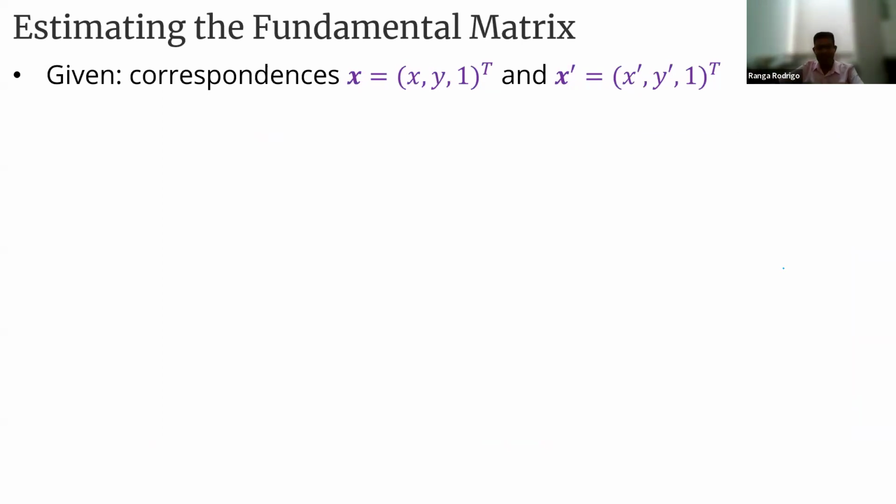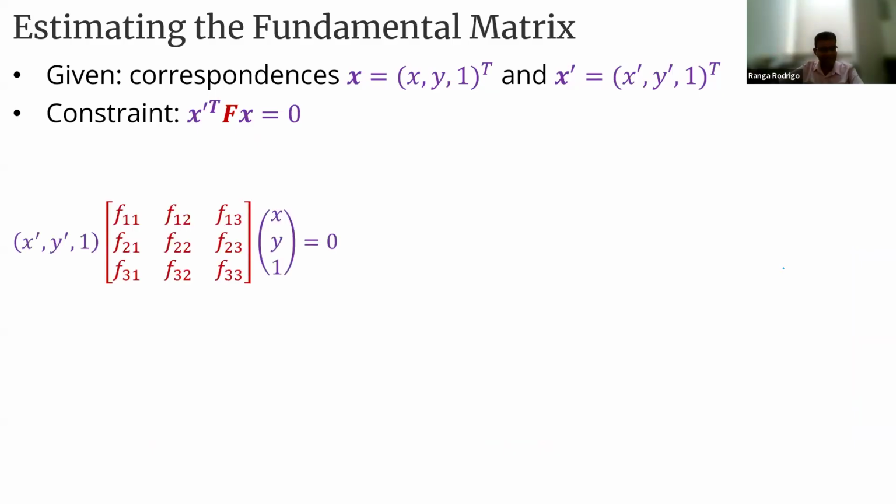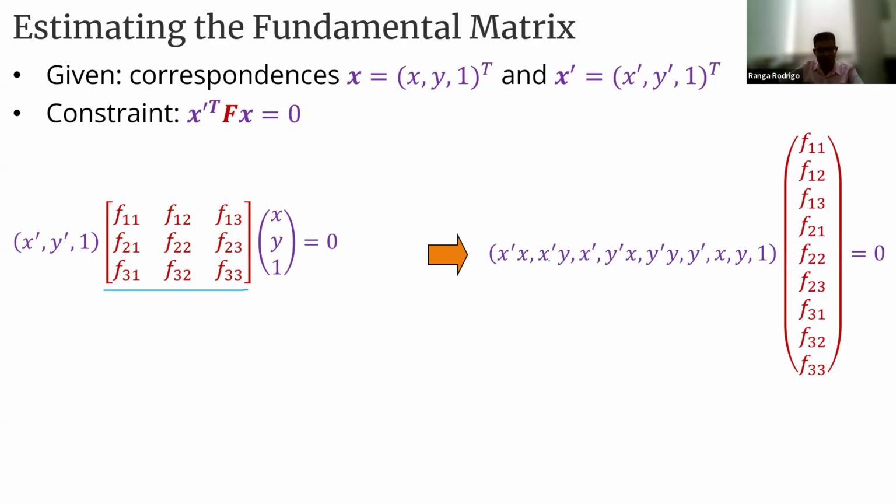Given correspondences x and x prime, the constraint is x prime transpose F x equals 0, and you can write it with the actual elements of F in this fashion. If you do the multiplication, you will see that F11 gets multiplied by x1 prime and then by x, so you can say x prime x. F12 multiplies x prime y, F13 multiplies x prime, and so on. So you can write an equation like that, and it is equal to 0.